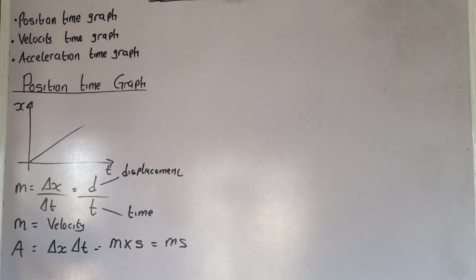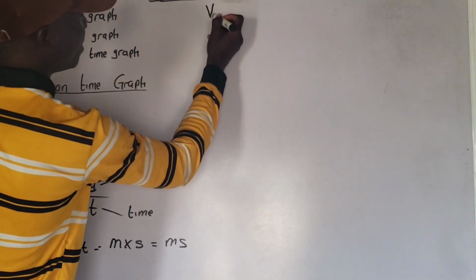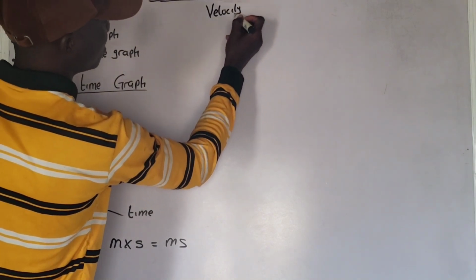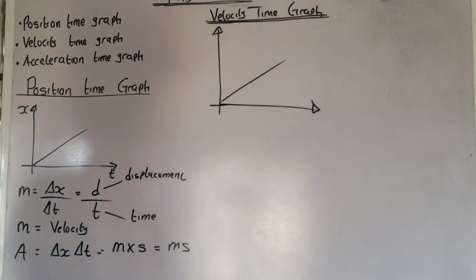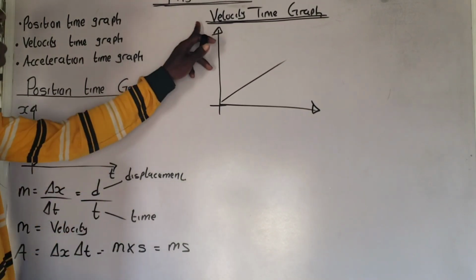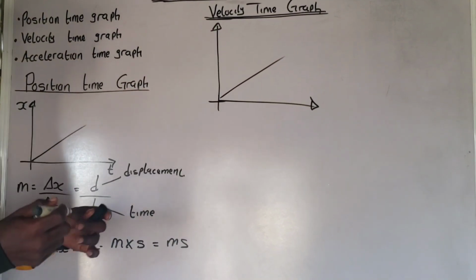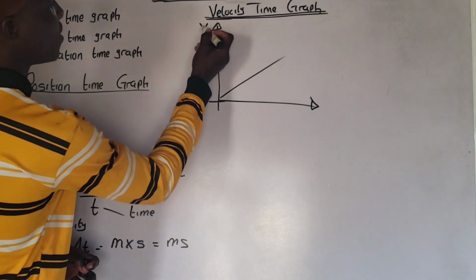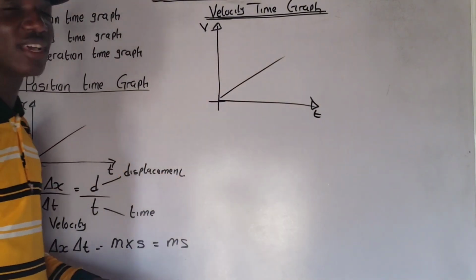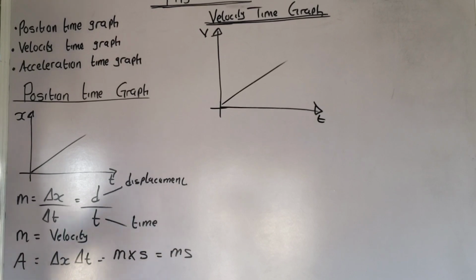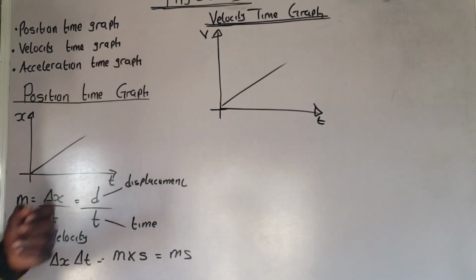Now, let's talk about the velocity time graph. The velocity time graph is a graph showing the relationship between the velocity of an object and its time. You understand? Now, let's say we have a velocity time graph. Don't forget that a velocity time graph tells us the relationship that exists between the velocity of an object and the time. You understand? Okay?